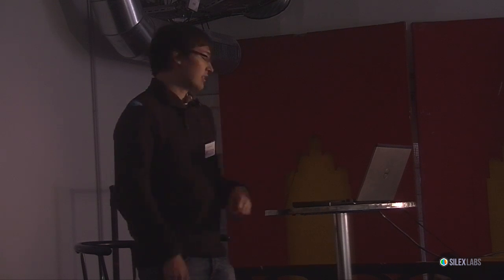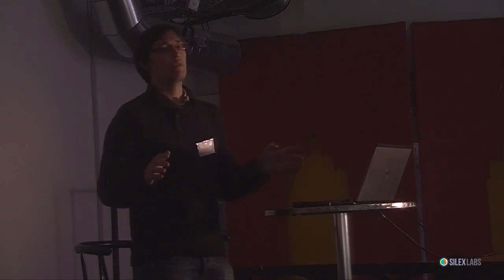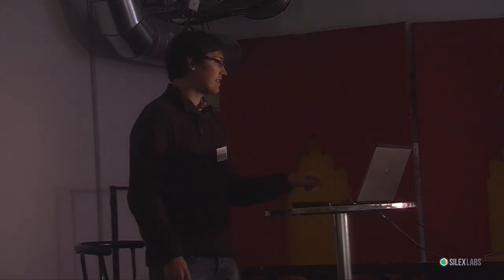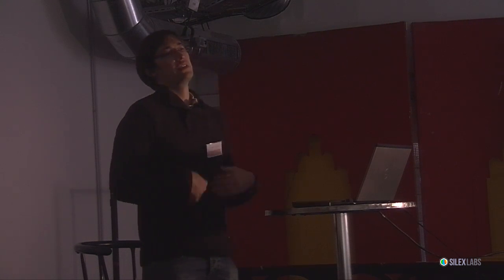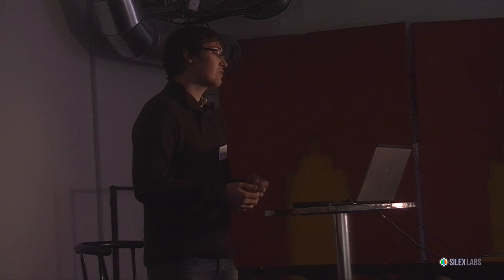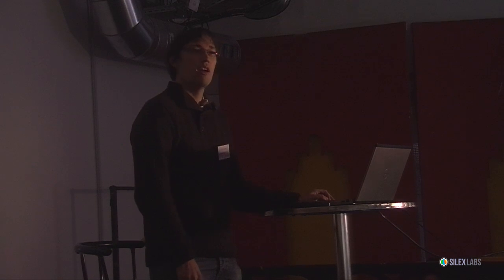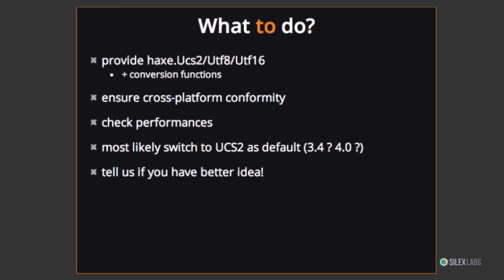Check that there are conversion functions between these. And we have to check that they are cross-platform, that they work the same everywhere, that they are good enough. And then check performance, of course, to ensure that they are not too slow. And most likely, we'll switch to UCS2 as default because it has this nice access time. It's quite easy to implement because it's only 2 bytes per char. And it's also nice because JavaScript and Flash use it, especially JavaScript. We don't care so much about Flash anymore, but it means that we have something that is quite compatible with one of the most popular platforms today.